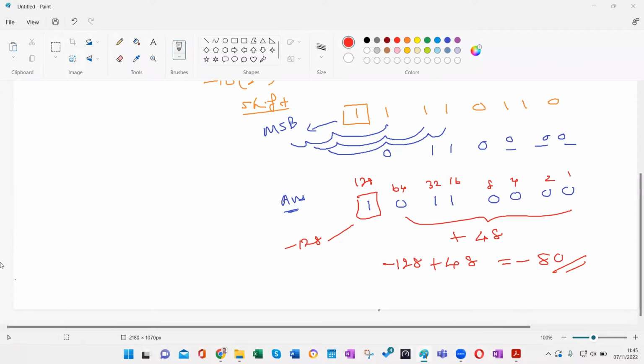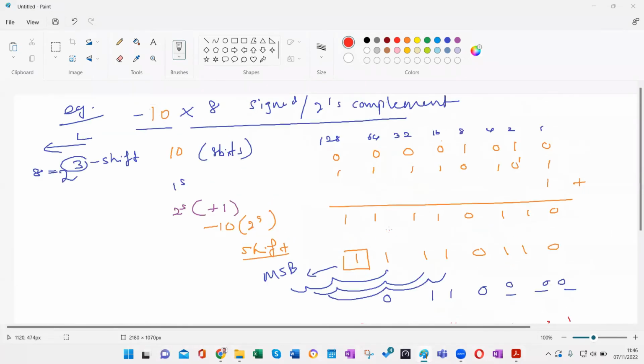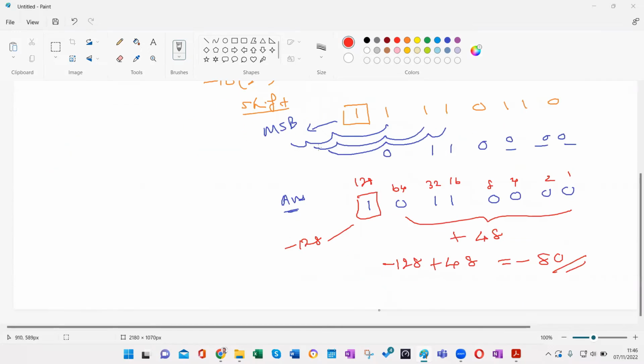So the answer is 1 0 1 1 0 0 0 0. That's the answer. If you shift the bits 3 places to the left, the resulting value is minus 80. So what actually happened was minus 10 was multiplied by 8 after shifting 3 places to the left. Okay, understood?